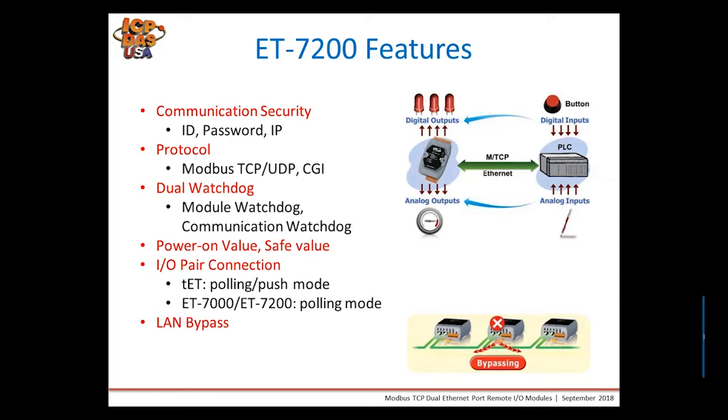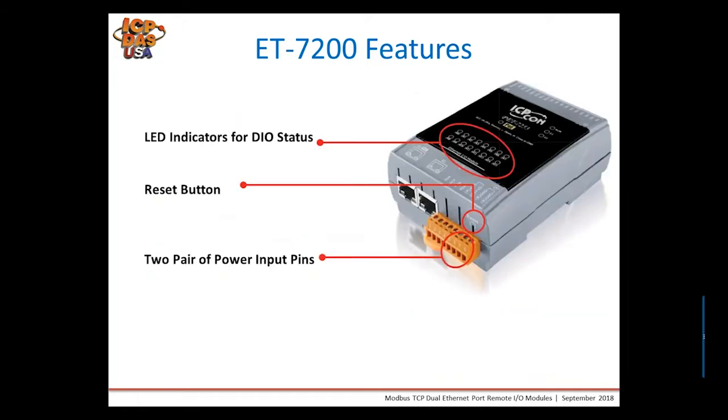Some additional features of the ET7200 are communication security. It has the ID and password for logging in, and there's the ability to do IP configurations or DHCP. The protocols are Modbus TCP or UDP. There's a dual watchdog feature and communication watchdog.